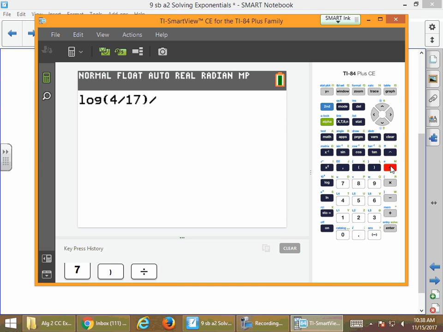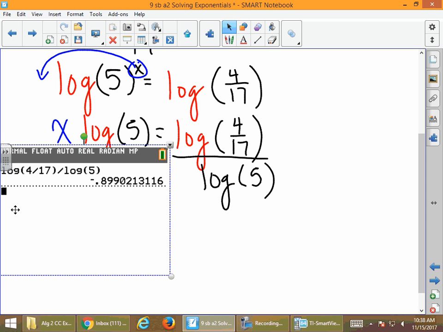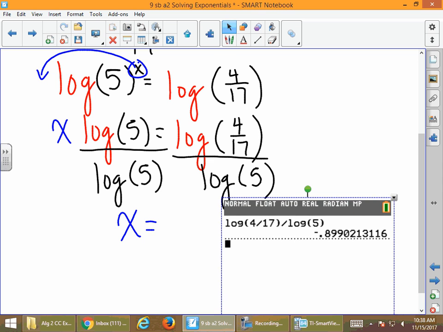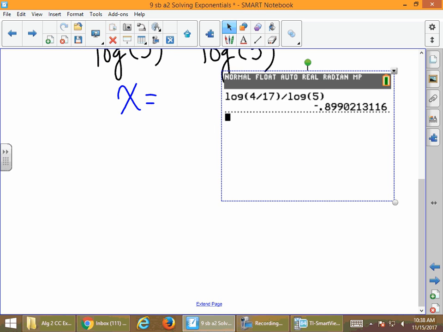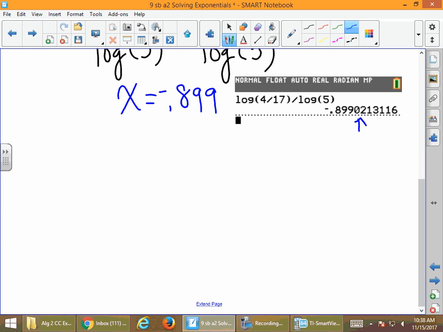Divided by log of 5. Close the parentheses. And then we can round at the end. There's our decimal value. So when we look at this, we're going to look at the 0 in this case, which means we're going to end up with negative 0.899. The 0 is 4 or less. We keep that number the same.